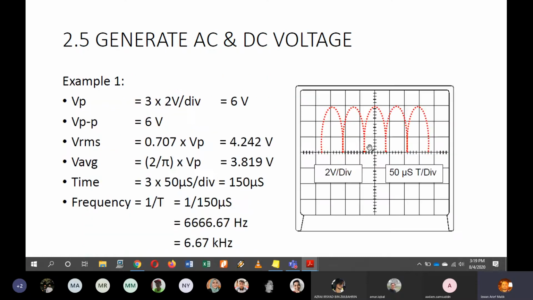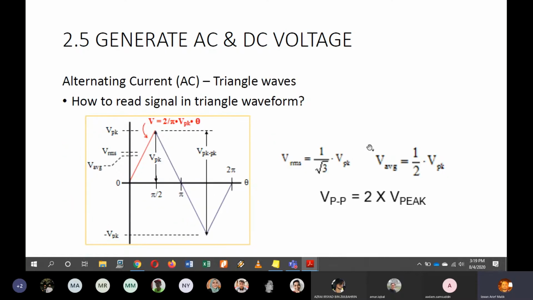But in terms of frequency, time, and the period, it is still the same. Okay, just make sure that when you are calculating the waveform's period, it is calculated from the starting point up until the full cycle. So from 0 up until 360 degrees.